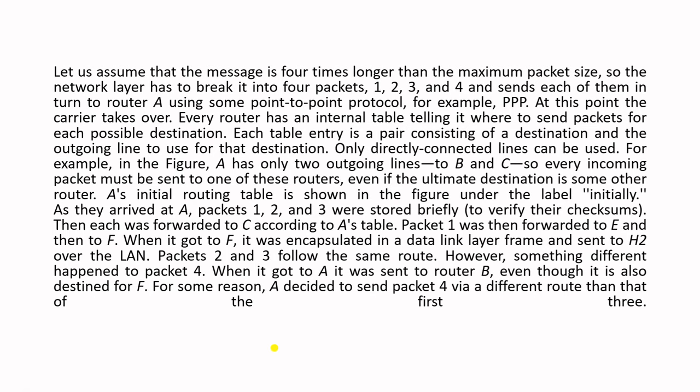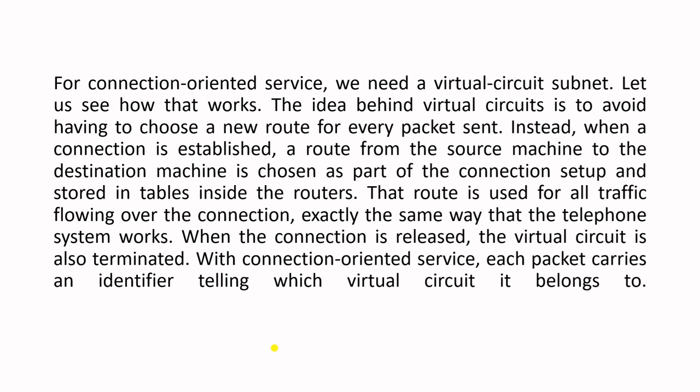So here we can assume that the message is 4 times longer than the maximum packet size. So the network layer has to break it into 4 packets, as we have seen in the previous diagram, 1, 2, 3 and 4, and sends each of them in turn to router A using some point-to-point protocol. Okay, so for connection oriented services we need a virtual circuit subnet. Let us see how that works.